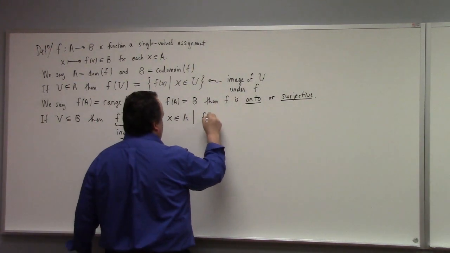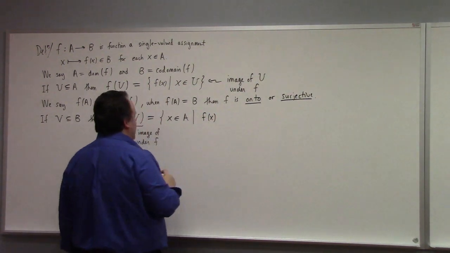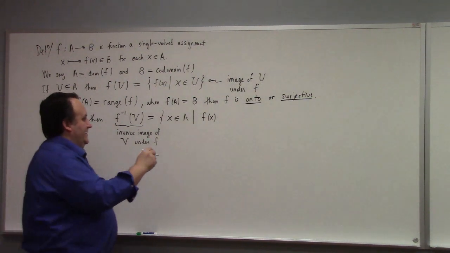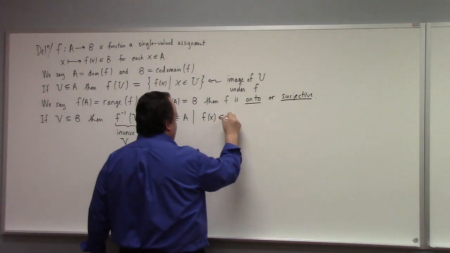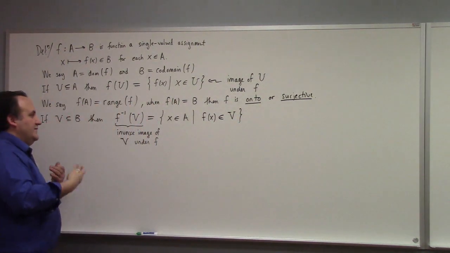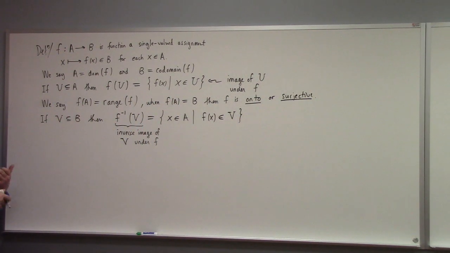F of x equals V wouldn't make sense, because F of x is an element and V is a set. So we can't have a set equal to an element, but we can have an element of V. That's correct, that's the definition. So the inverse image of V is the set of all things in the domain which map into the set V.